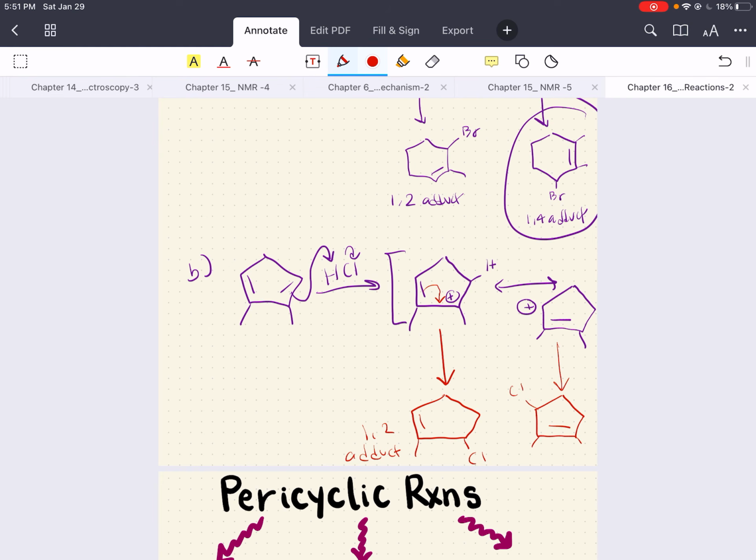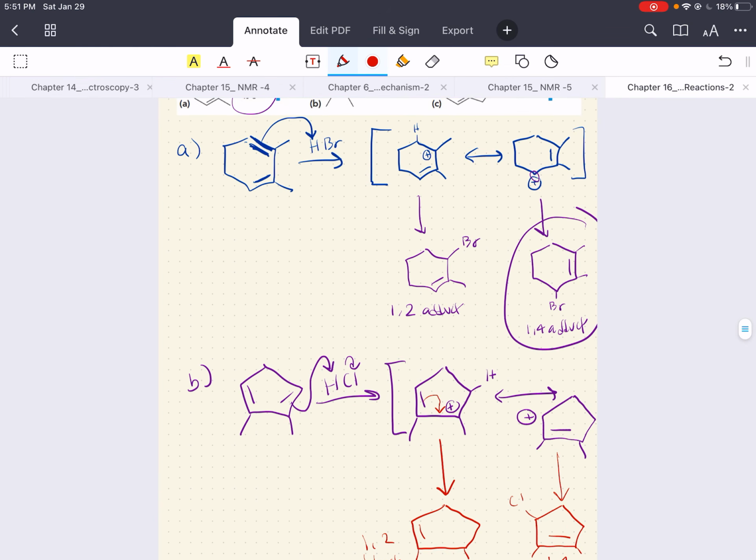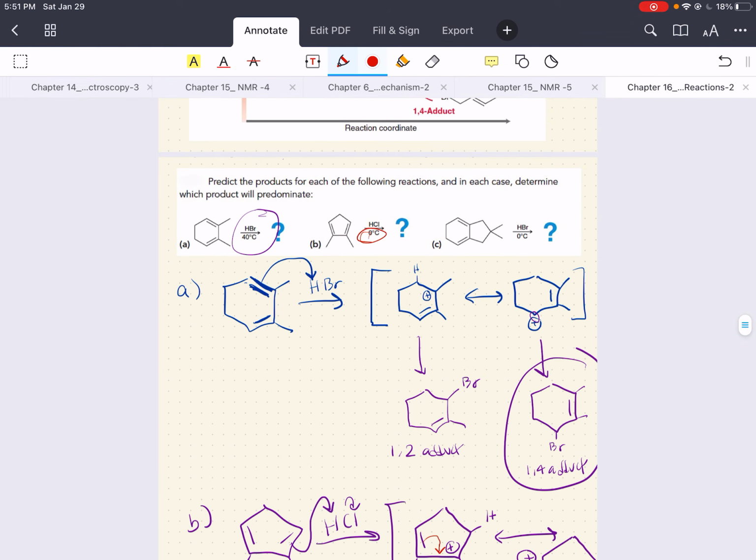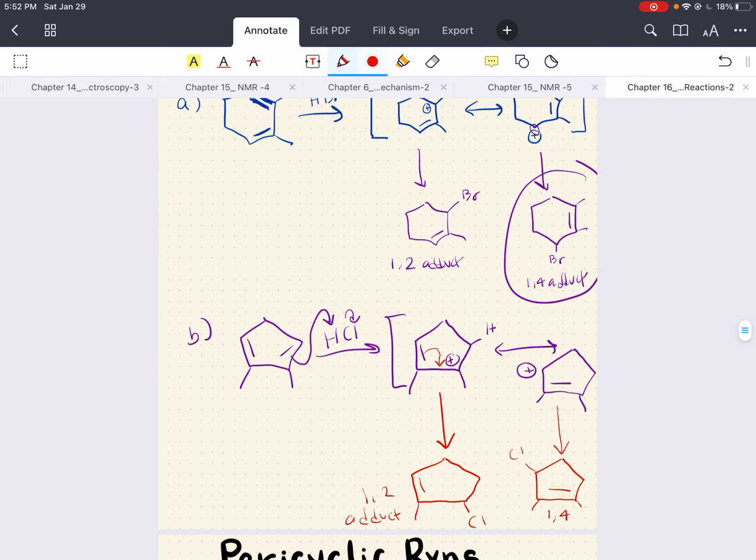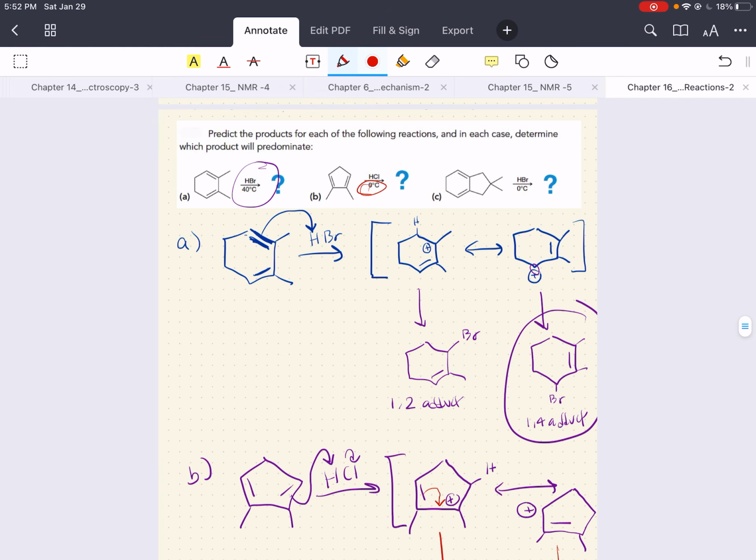All right, now, how can we tell which one is our major product? Easy. We have to refer back to our temperature, the temperature that this reaction is being carried out in. All right, and that's a low temperature. At low temperatures, our 1,2 adduct is our major product. I'll leave C for you to do.